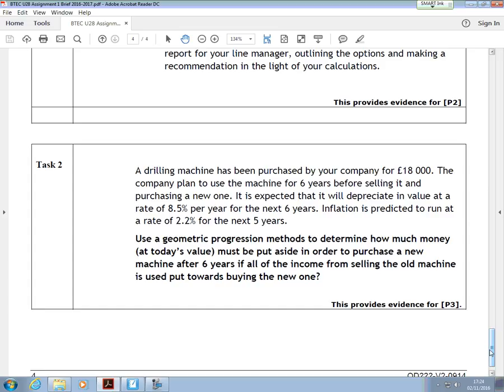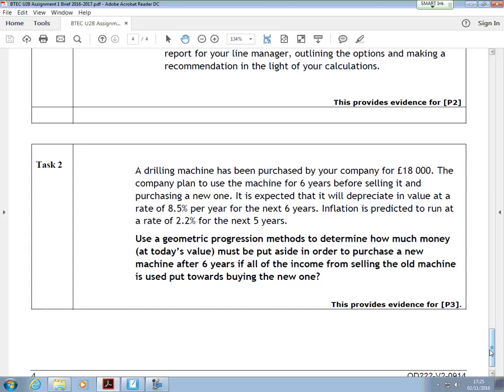So what you're being asked here is to use geometric progression to work out how much you should put in the bank now so that you've got enough money to make up the difference between what you sell the machine for and what the cost of a new one is.